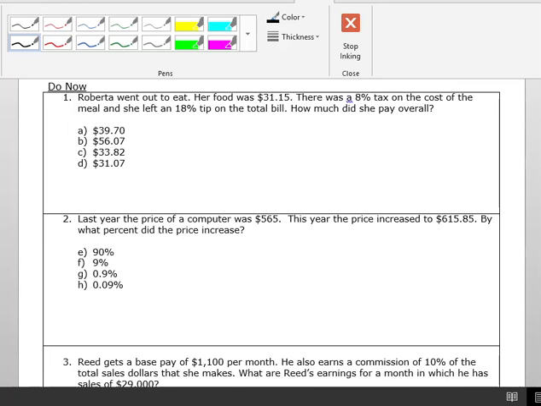So we have Roberta. She went out to eat, and her food was $31.15. There was an 8% tax on the cost of the meal, and she left an 18% tip on the total bill. How much did she pay overall? Okay, so I'm going to read this again, but first I'm going to double check. How much did she pay overall?